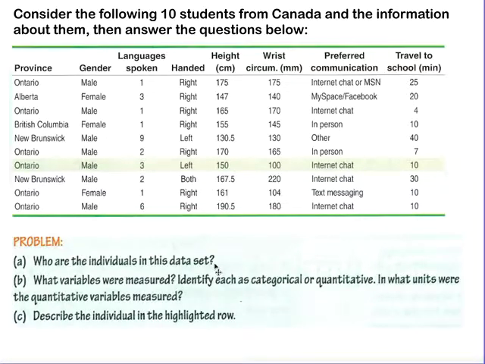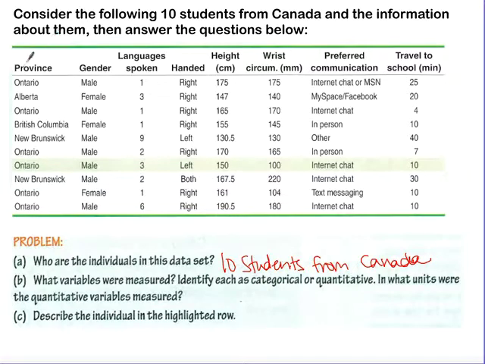So the individuals in this data set would be anyone that we talked to and collected data from. And so in this case, we know that our individuals would be the 10 students from Canada. And so the next question is, what variables were measured? Identify each as categorical or quantitative, and in what units were the quantitative variables measured? So if we look at our table, each column in our table is a variable that was measured.